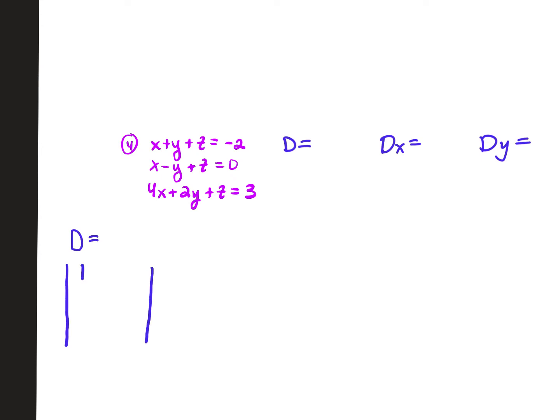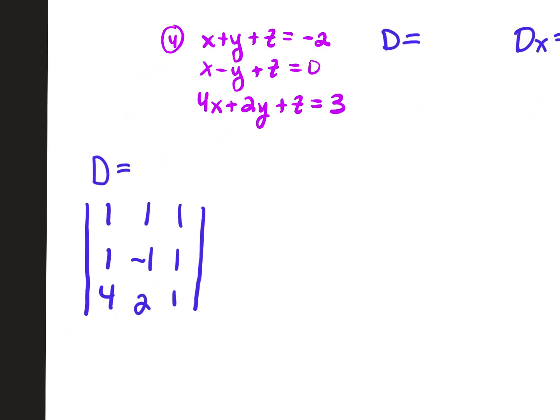My first determinant is just the coefficient matrix. So I have 1, 1, 4. That's the coefficient of my x's. My second column is 1, negative 1, 2. That's the coefficients of my y's. And my third column is 1, 1, 1. That's the coefficient of my z's. Now, when I have a 3 by 3, what do I have to do that's special before I can go ahead and finish solving? Anybody remember? I have to recopy the first 2 columns: 1, 1, 4, and then 1, negative 1, 2.